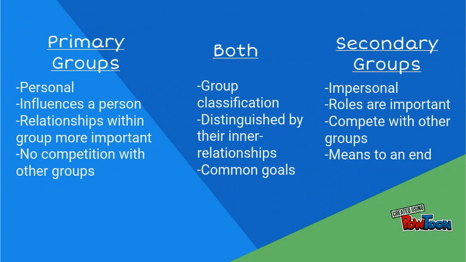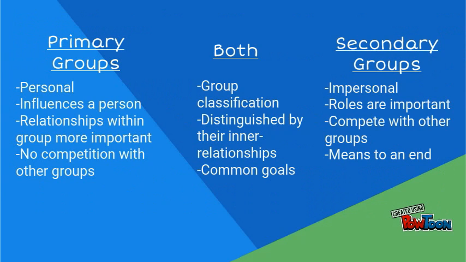Next, I move on to compare and contrast these two. Primary groups have personal intergroup connections, while secondary groups have impersonal relationships. Within primary groups, the relationships forged influence an individual more than those in secondary groups. Established roles are more important in secondary groups. Secondary groups may compete with other groups, while primary groups do not feel the need to compete.